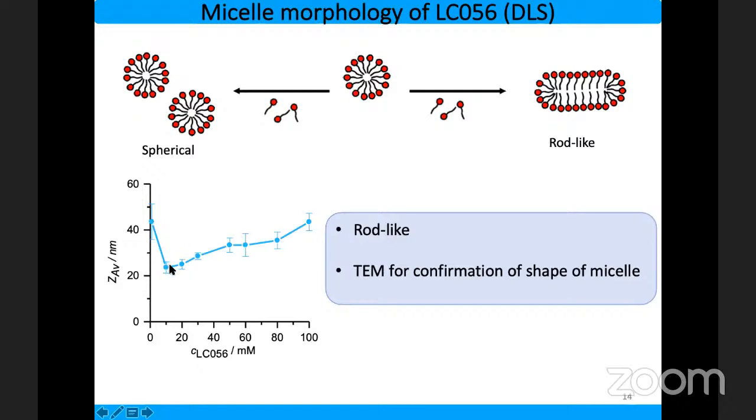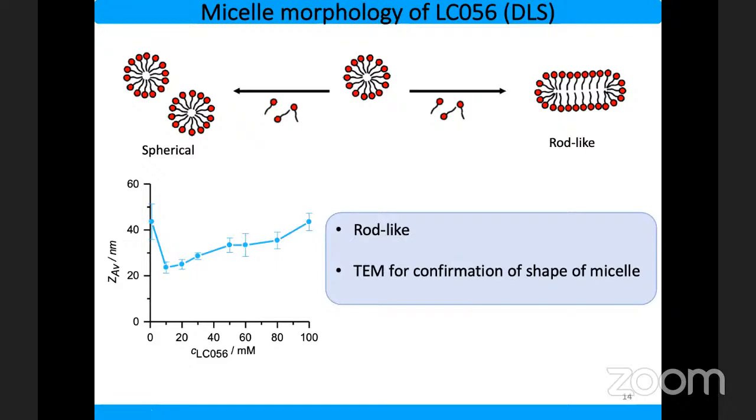As you can see, the size of the micelle increased. The sizes are increasing as the concentration of the surfactant is being increased. This looks like a rod-like micelle, because if it is spherical, immediately when the micelle is formed, the size begins to be constant. But because the size of the micelle is increasing, we hypothesize that it will be rod-like. But of course, we need cryo-EM to confirm the shape of the micelle that is formed.